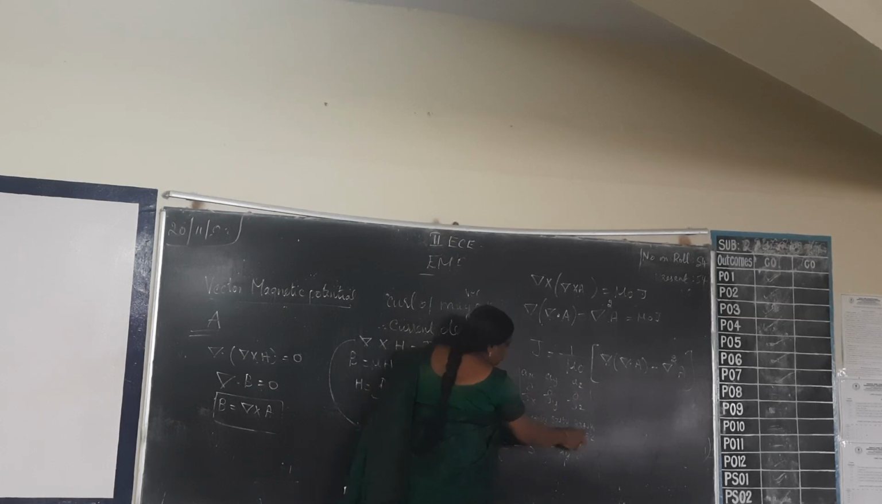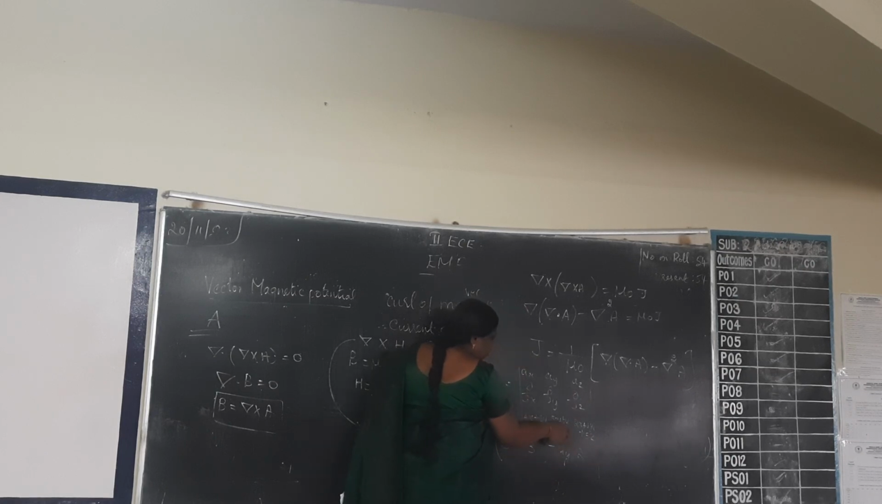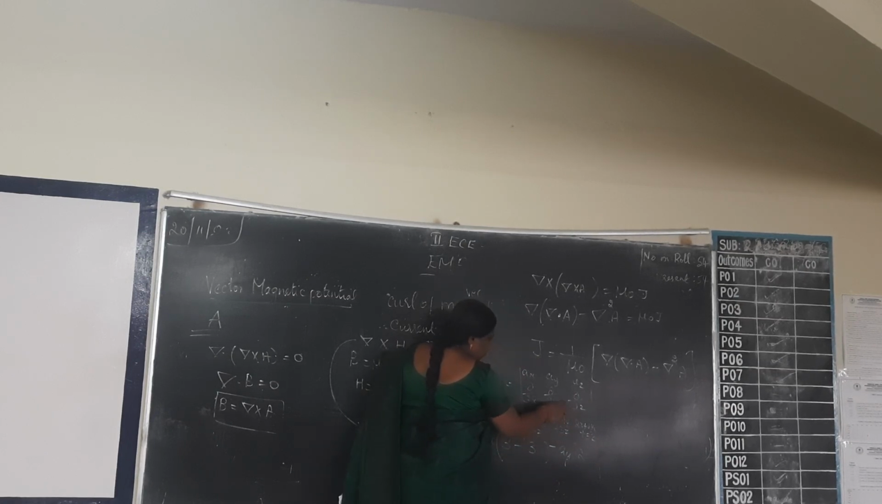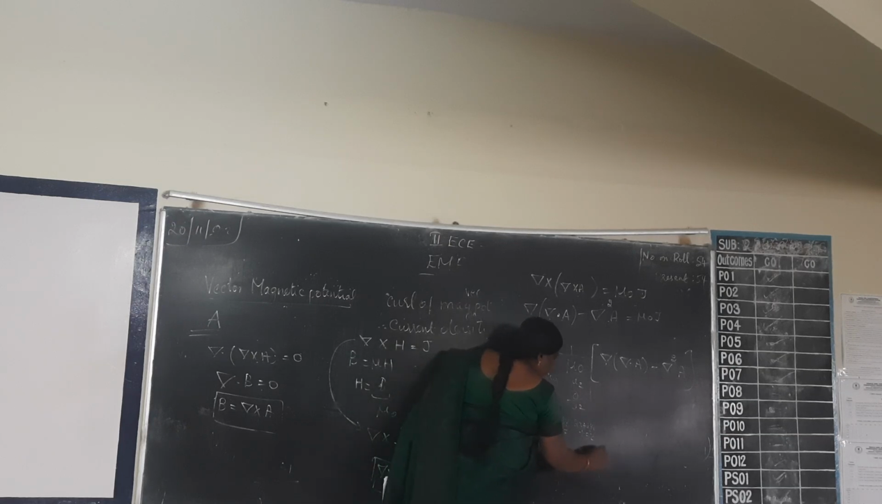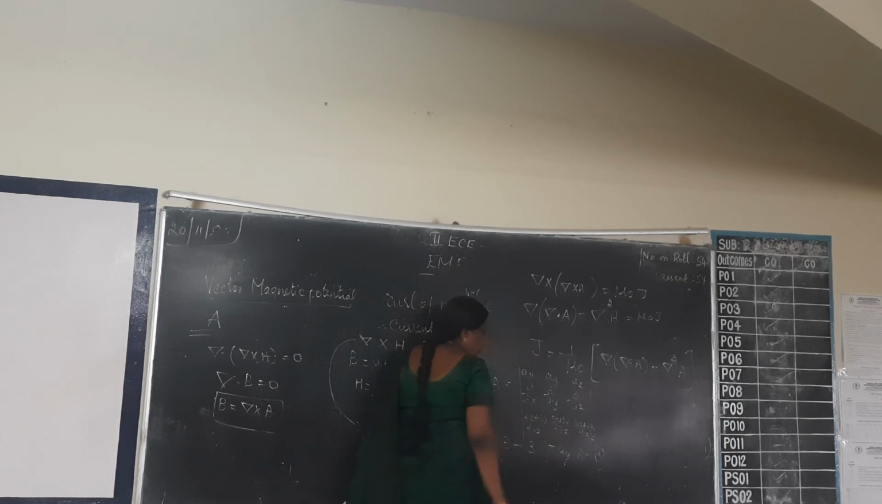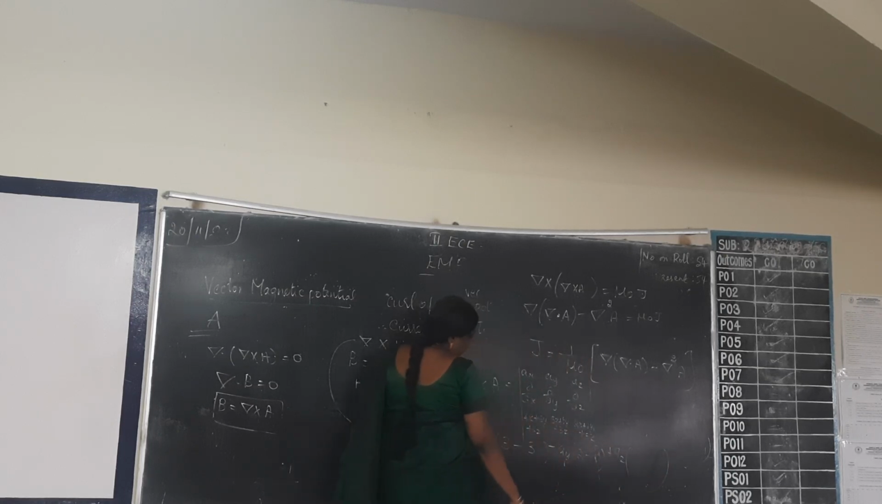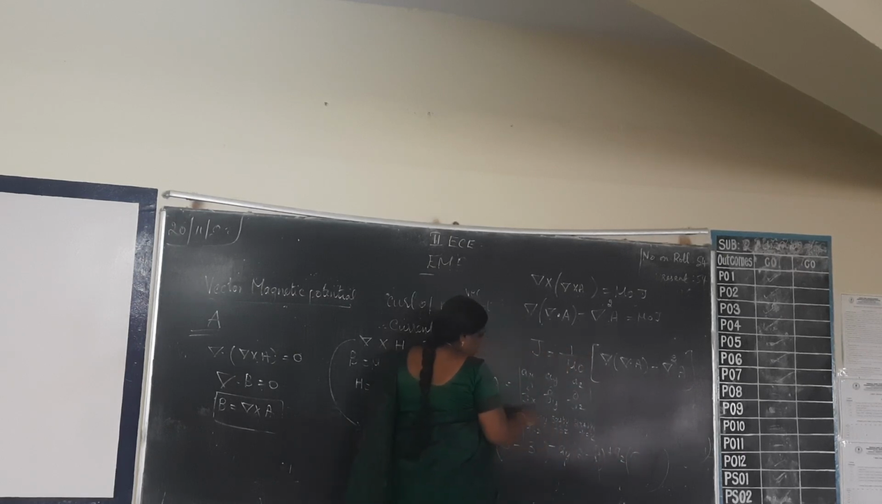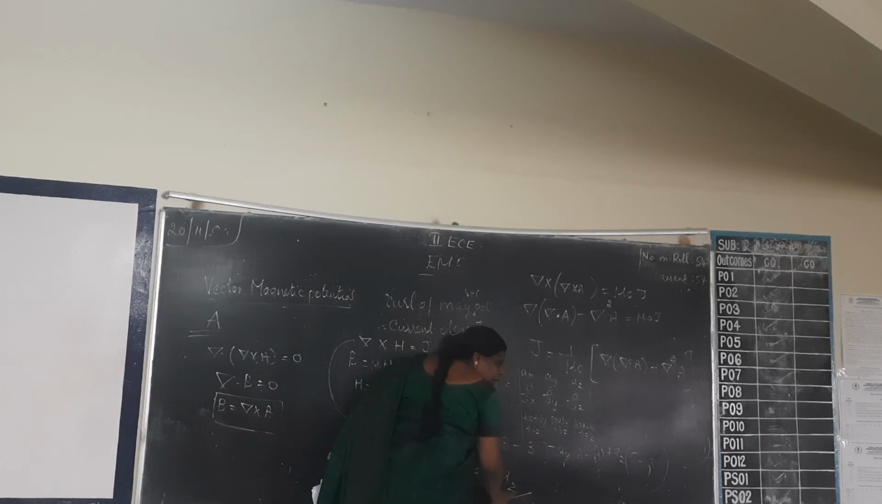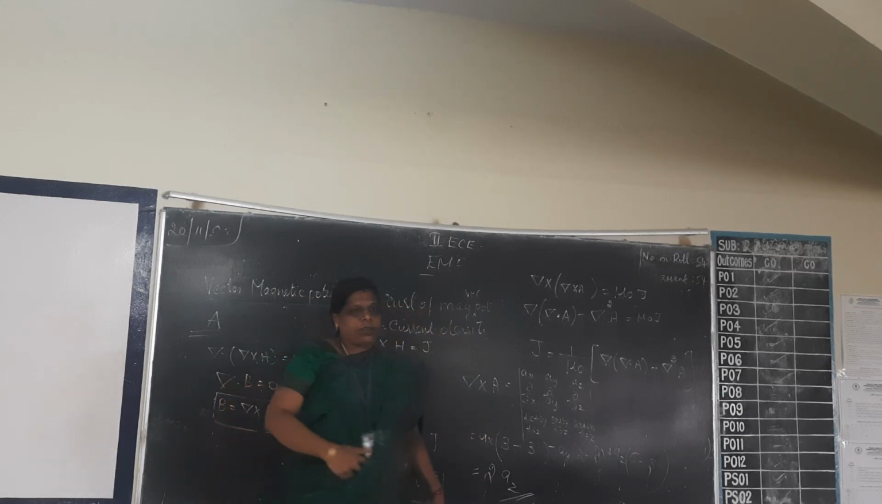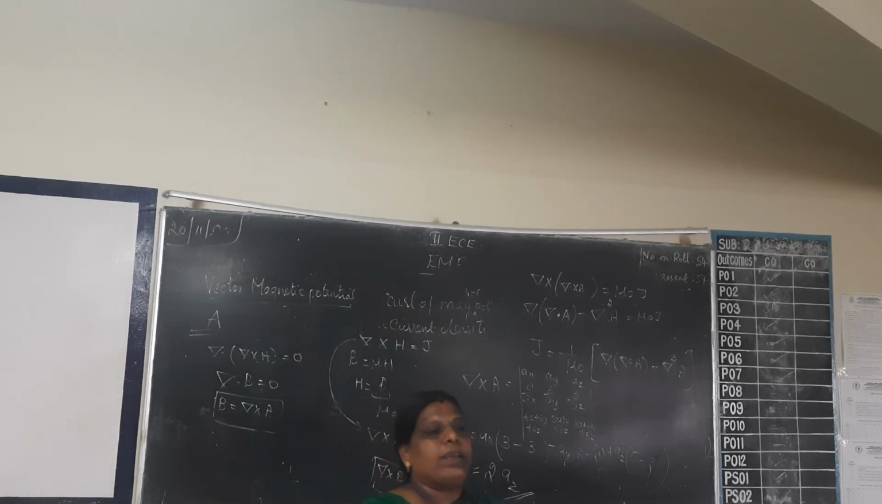Minus 2. Then the Az term: 5 minus 3. All the other terms become 0, so we are having 2 times of Az.